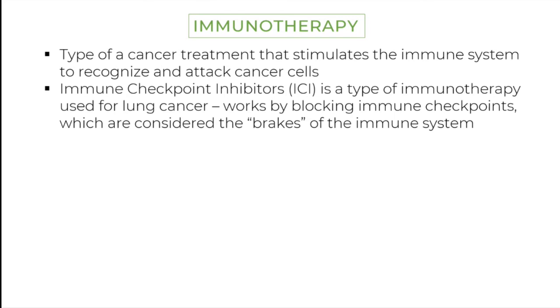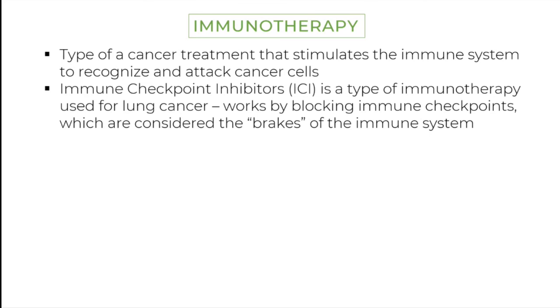These checkpoints are considered the brakes of the immune system. These brakes are part of our own body's inherent machinery, which serves an evolutionary purpose, because if there were no brakes, the immune system would be in constant activity, and that would cause inherent damage to the body. The immune system would be too active and start to attack your own body. So there are naturally brakes in place to regulate the activity of the immune system, and these are called immune checkpoints.